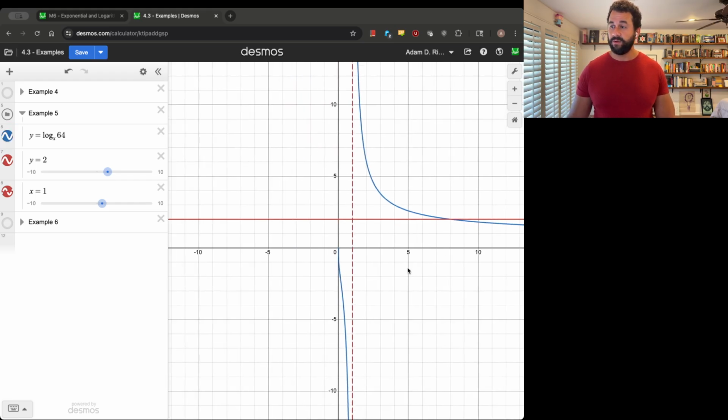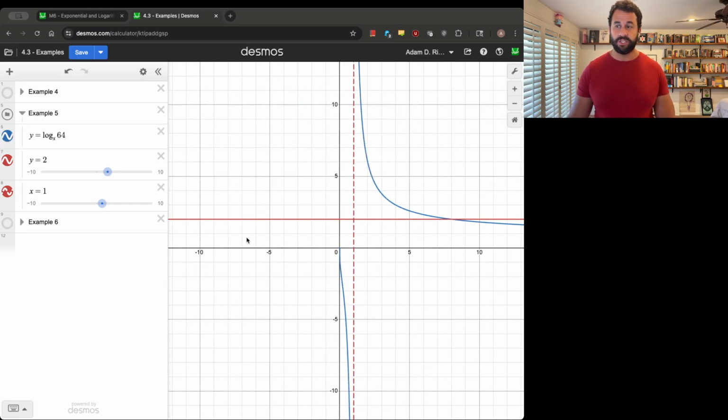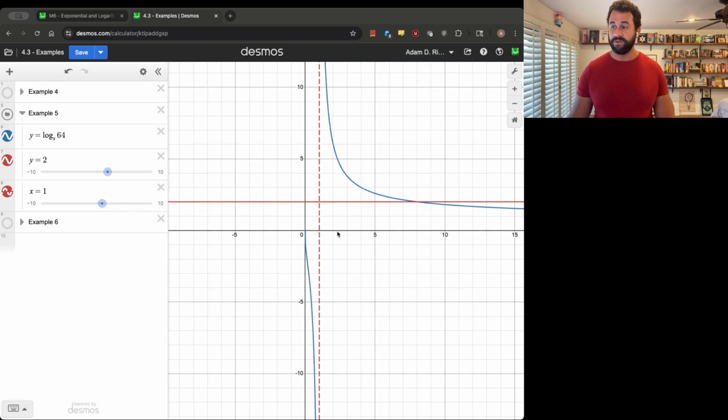Another thing I want to point out, notice that negative 8 is not a solution. You don't see an intersection over here. This graph doesn't even appear over here, right? That's why you have to consider the domain of your variable, because negative 8 is not an option, and 1 is also not an option. Those have been excluded because of the restrictions on our variable.